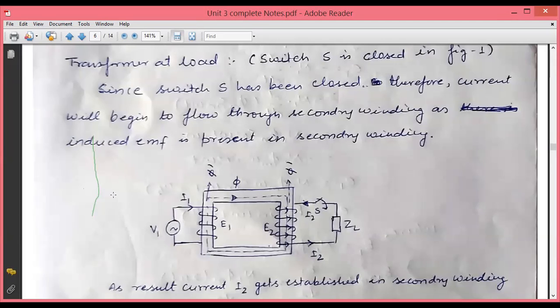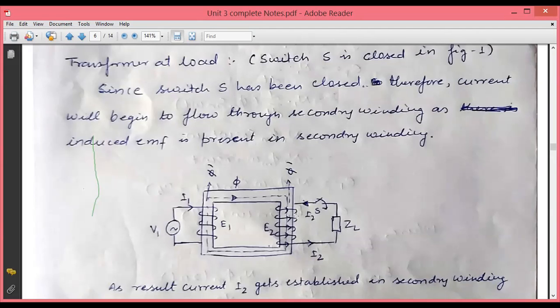Now what will happen, as we close the switch, a secondary current will begin to flow. This current will produce a demagnetizing effect. What is the meaning of demagnetizing effect? Demagnetizing effect means that it will produce flux in the opposite direction of the already existing flux.